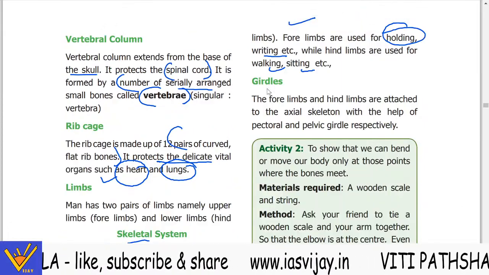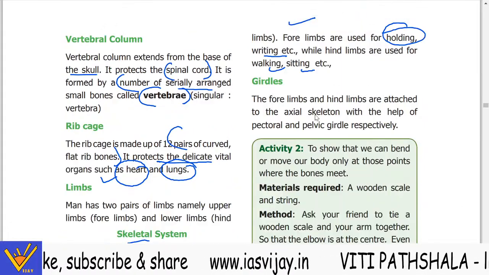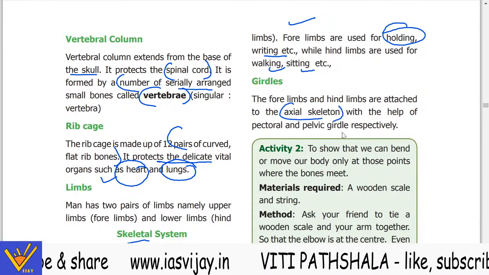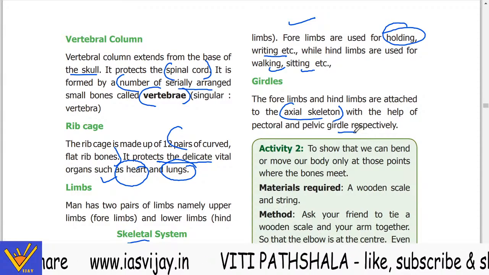Now girdles: the forelimbs and the hind limbs are attached to the axial skeleton with the help of the pectoral and the pelvic girdle respectively.